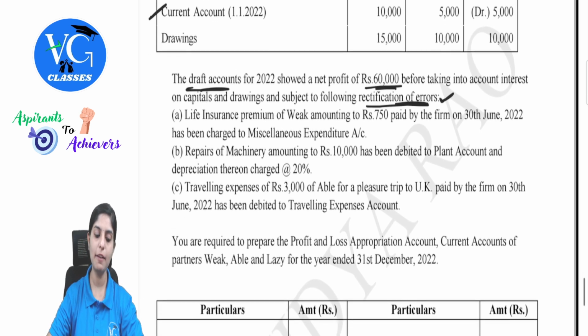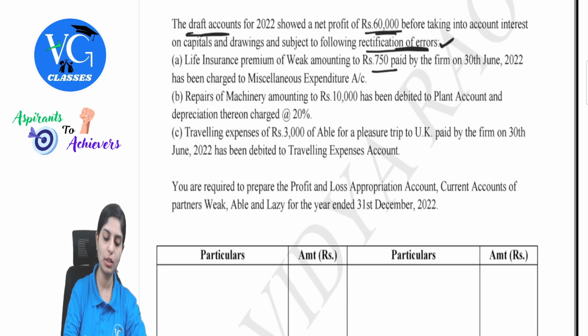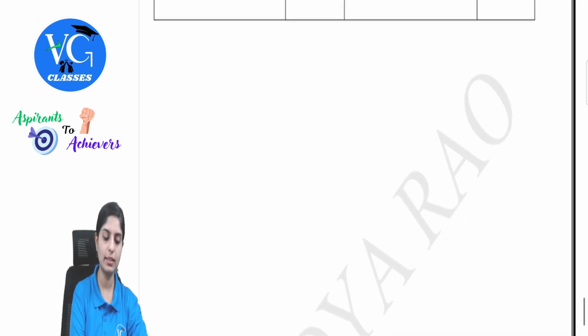So first point, life insurance premium of Weak amounting to 750 paid by the firm on 30th June 2022 has been charged to miscellaneous expenditure account. There is an error. Life insurance premium is nothing but a personal expense of partner Weak. This has been charged to miscellaneous expenditure account. So first, we need to rectify this. Let's write this in the working note. Rectifying entry.